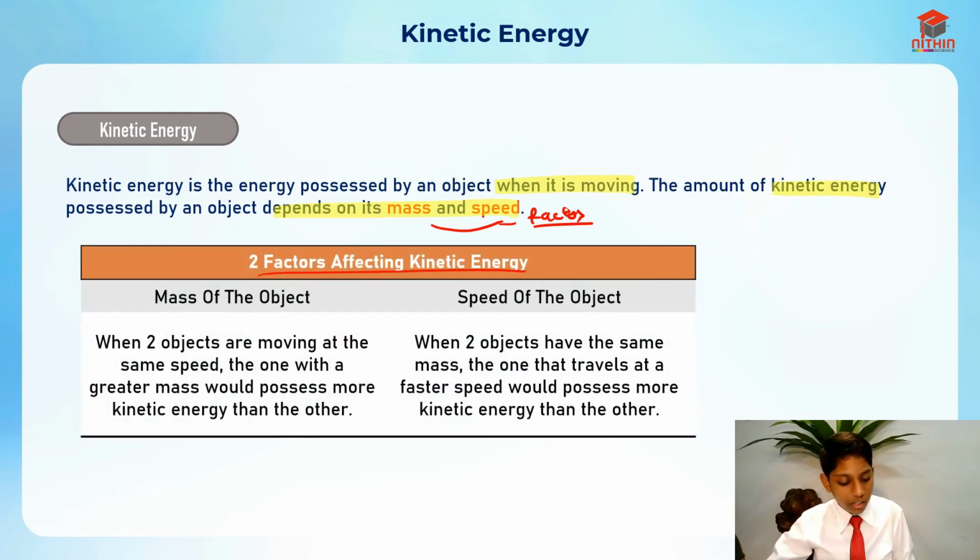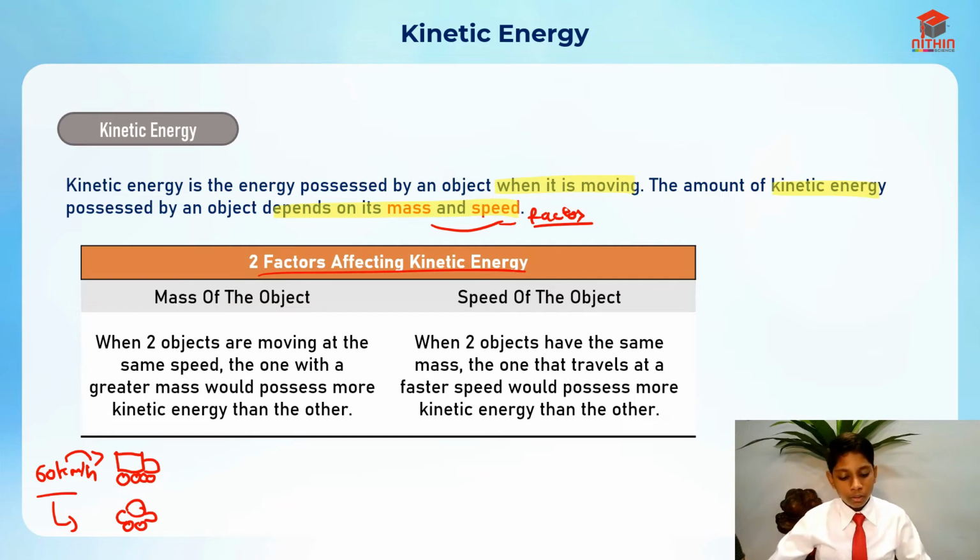The two factors affecting kinetic energy are basically the mass of the object and its speed. Let me give you an example for this. Let's look at the relationship first. When two objects are moving at the same speed, the one with a greater mass would possess more kinetic energy than the other. So if I have a truck over here, and I have a car over here, they are both moving at 60 km per hour.